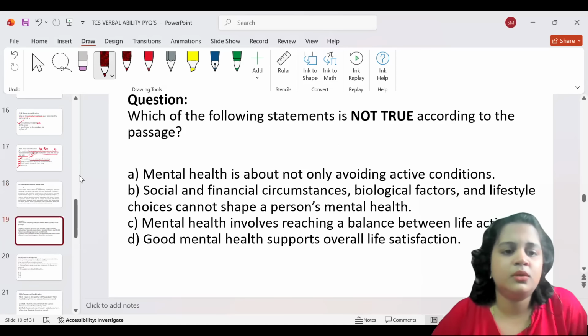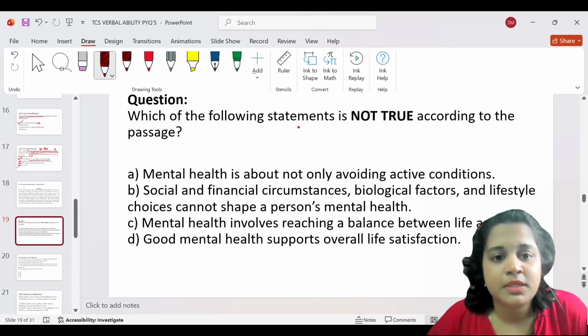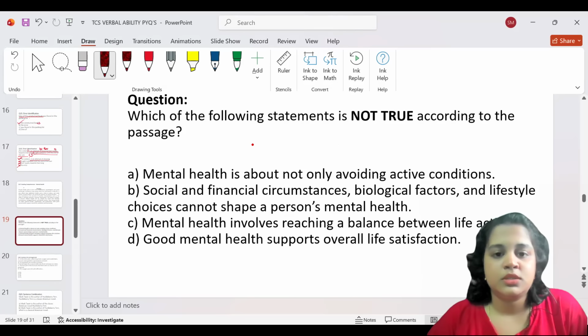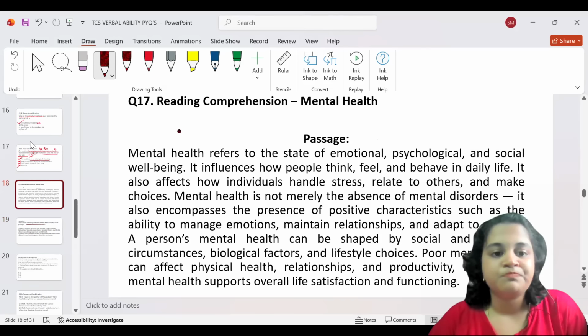So let us quickly go and read the question. Which of the following statements is not true according to the passage? Okay, so I guess we'll have to read the entire passage in order to identify this. Let's go ahead and read it.